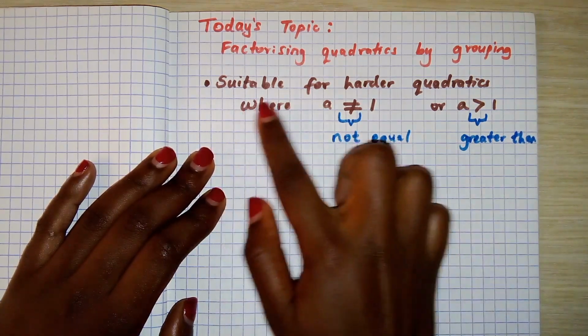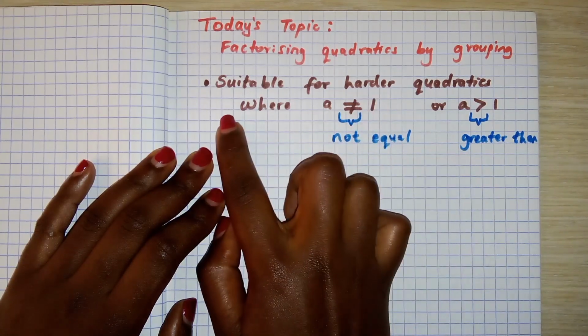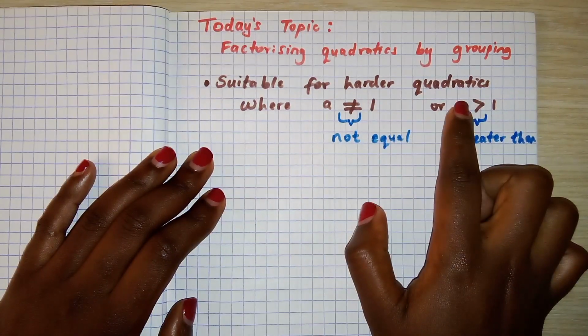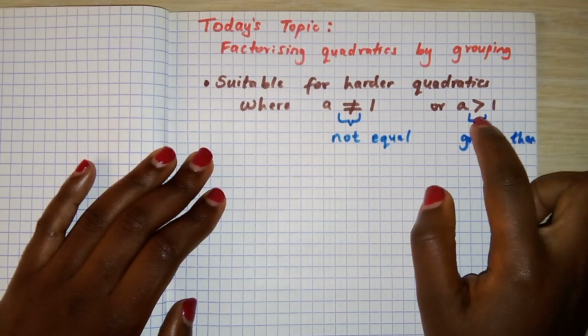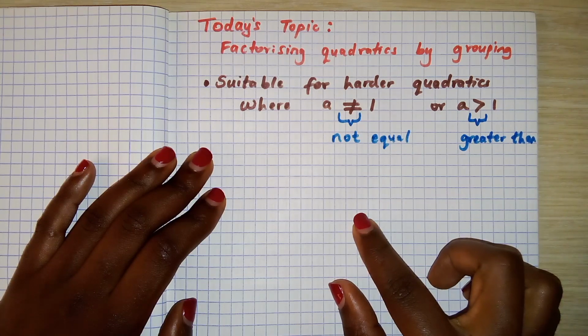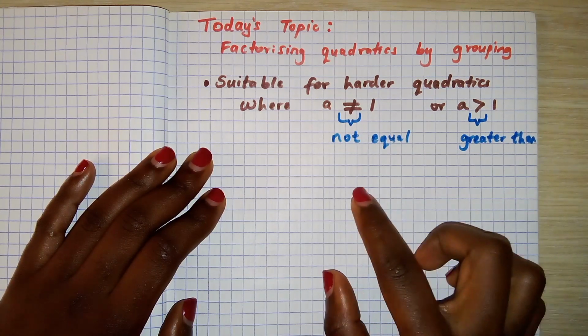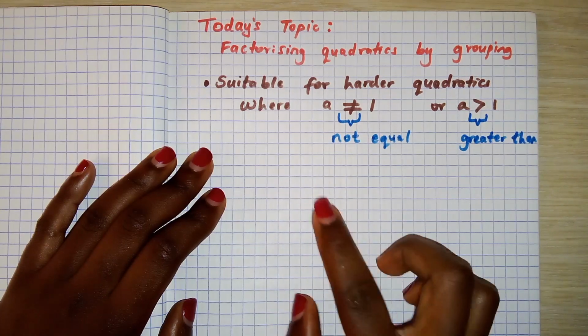Today's lesson will be on factorizing quadratics by grouping. This method is suitable for harder quadratics where a is not equal to 1, or where a is greater than 1. In the previous video, we were looking at factorizing by inspection, where a was 1. So you can check out that video after this one.